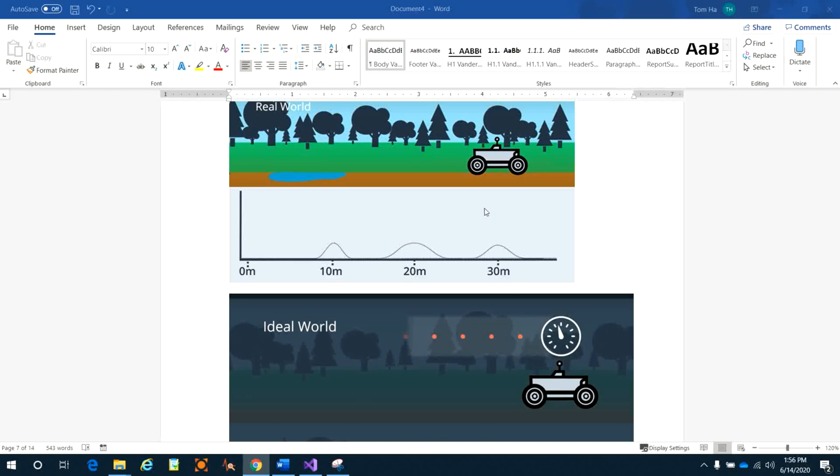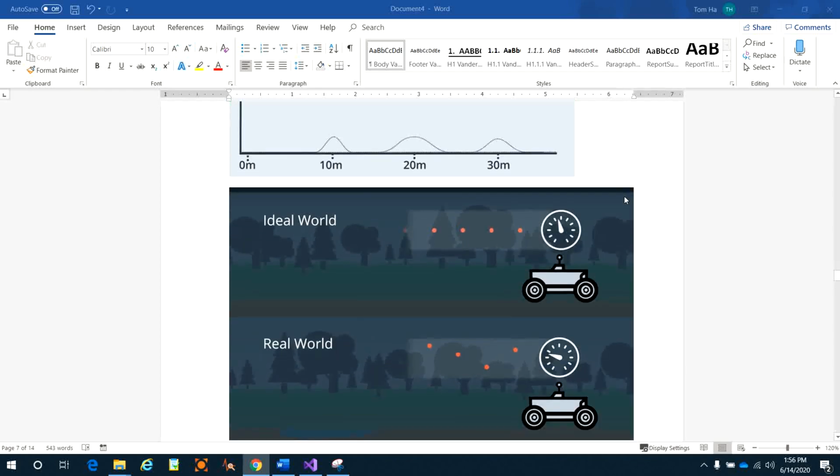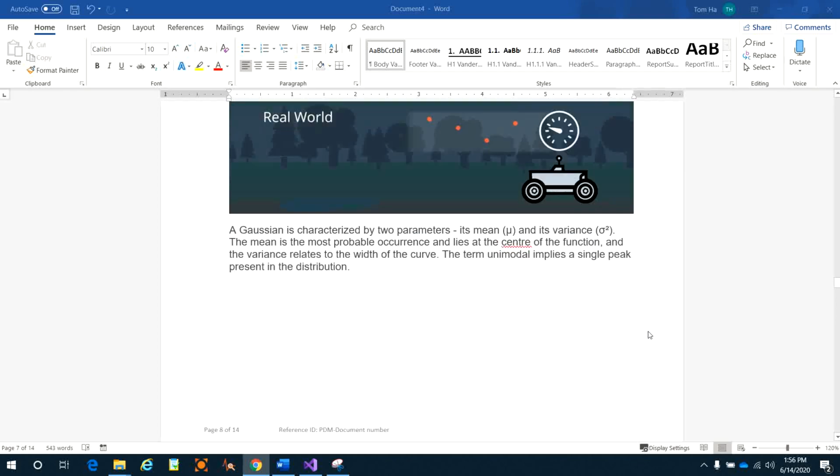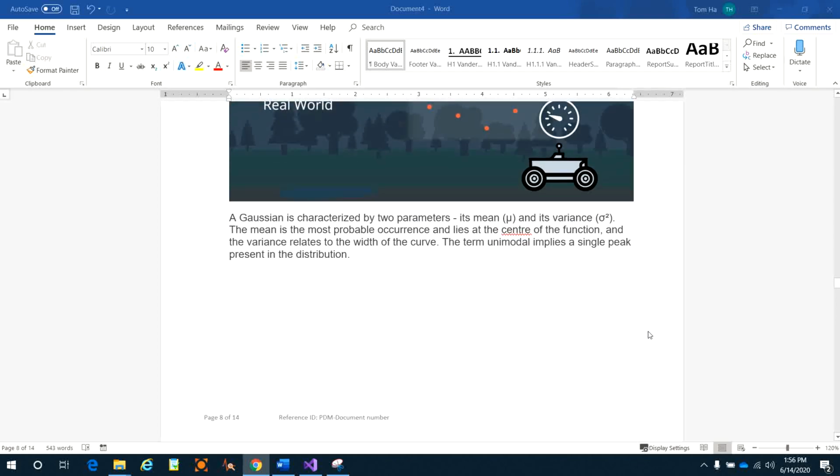So we use sensors. In the ideal world, the sensor gives really good linear data. But in the real world, it does not give you good data. The data fluctuates up and down, so people call it the noise of the equipment, the uncertainty of the sensor measurement, right? So we have to use the Kalman filter to help solve this problem. But before that, we have to understand the Gaussian.